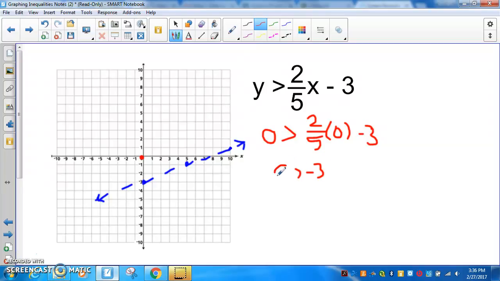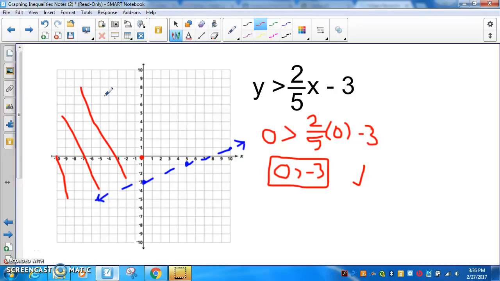So I have to ask myself the question, and this kind of tests you on your knowledge of inequality signs. Is 0 greater than -3? Is this number on the left larger than this number on the right? I think the answer is yes in this case. 0 is larger than a negative number, right? Which means 0 works. And so will everything else on this side of the line.